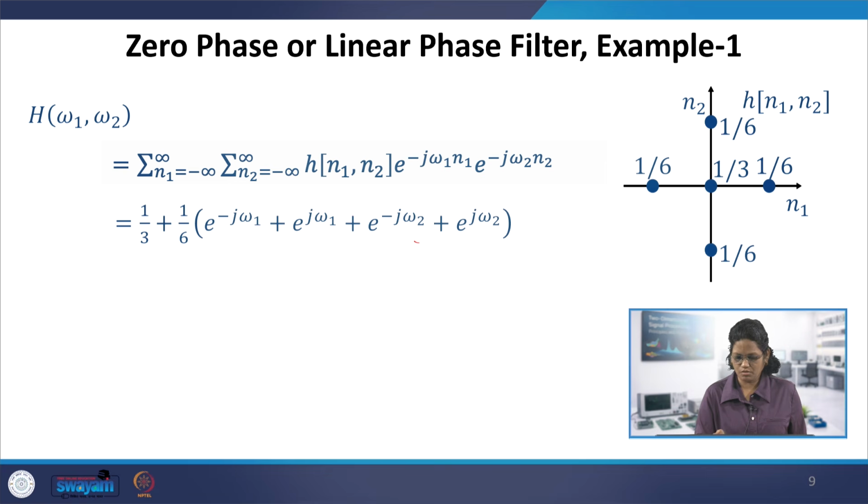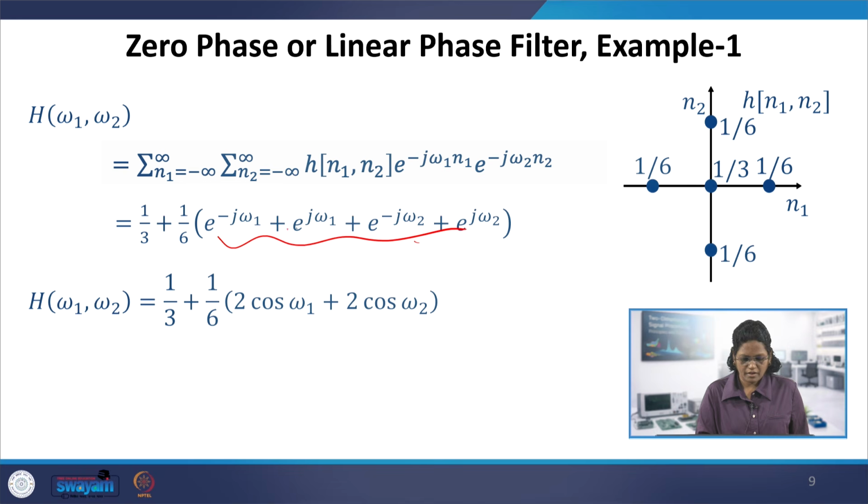So 0 from that we get omega 1. Suppose this is 1 comma 0, we get e power minus j omega 1, and if it is minus 1, this n1 is minus 1 and this is 0, so we get this one, and similarly the other 4 combinations we have here, 1 2 3 4. If we simplify this, these two terms will form a cos and this is cos. So we can see that this frequency response is the linear combination of the cosine terms, which is for the real filter. So the h of n are all real values. So that's the h of omega 1 comma omega 2.